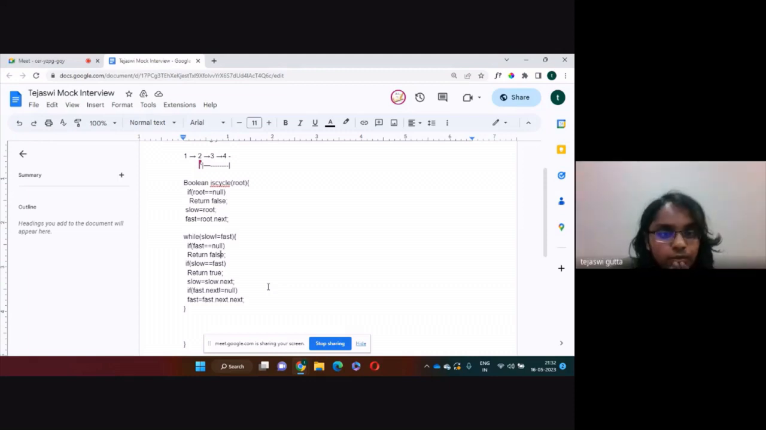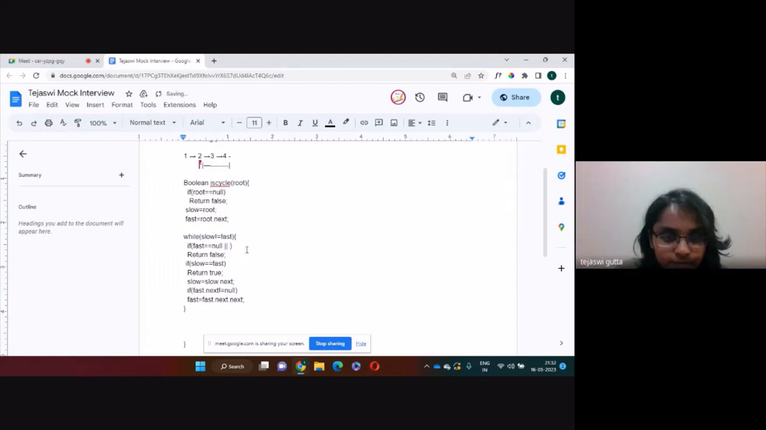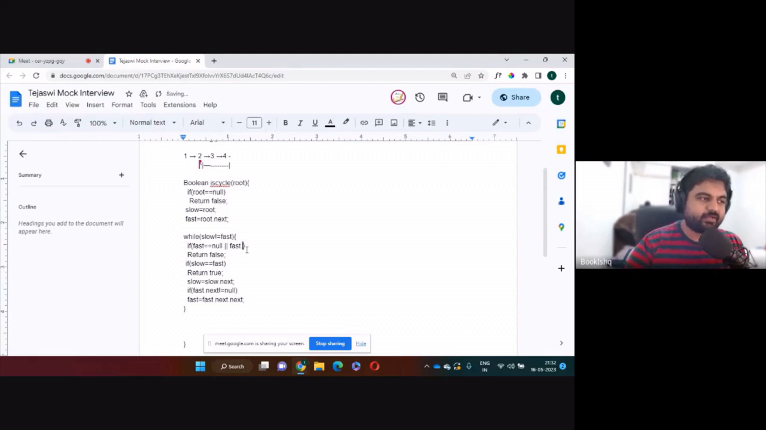I think this should work. There is a small thing maybe you can just put down. In the first condition you can also check if fast is equal to null or fast.next is equal to null. If you put both the conditions, the application would be a little bit faster. But I think you did good.